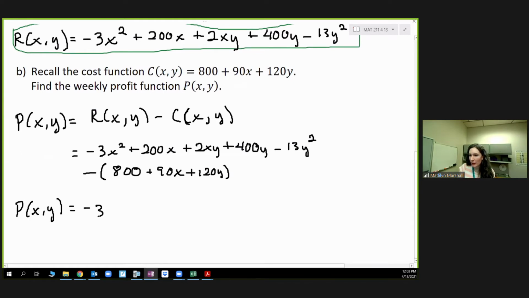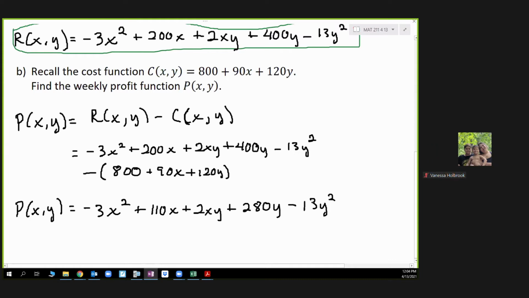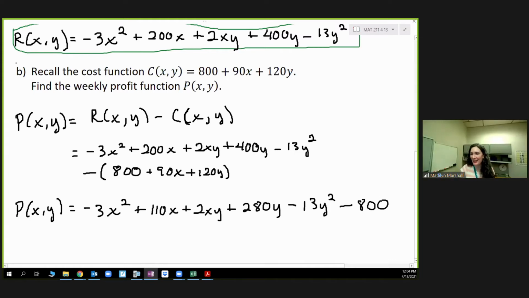So our profit turns out to be, oops, that should be 380. Minus 800. Oh, thank you. It's feeling like I missed something there. I couldn't quite find it though. Okay, so we have our profit.